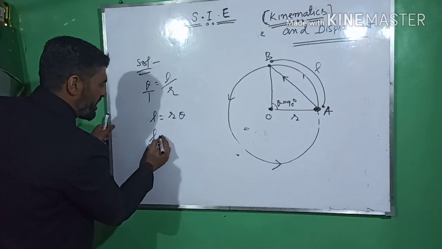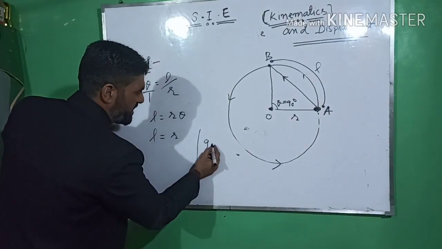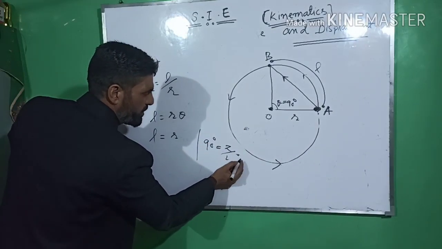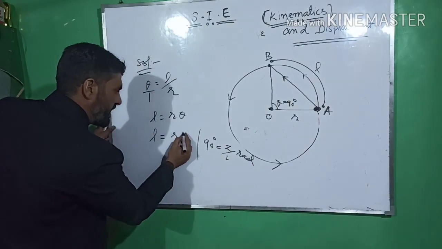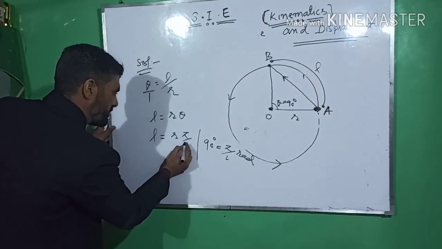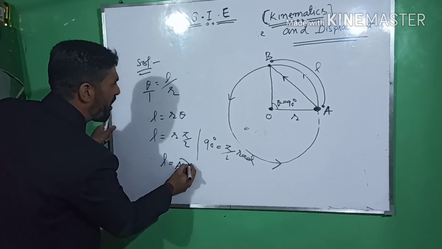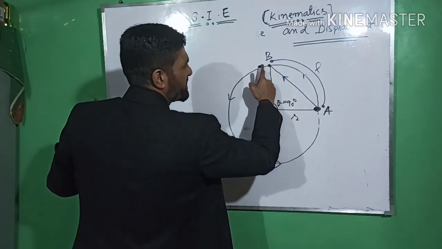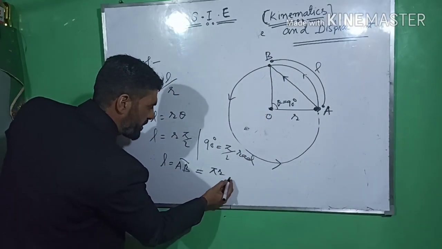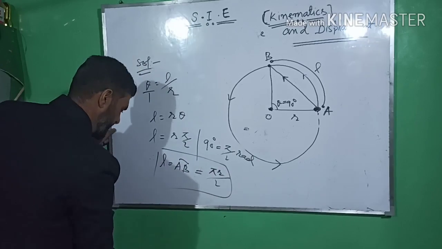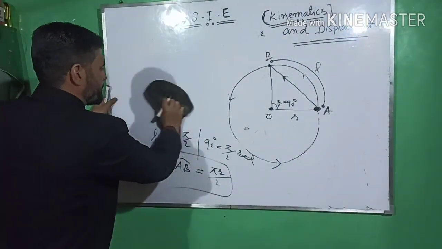So L is equal to R theta. Here theta is equal to 90 degrees, but 90 degrees is equal to pi by 2 radian. So I am writing theta as pi by 2. Therefore, L is the length of the arc AB, and the length of the arc AB is the distance. So the distance comes out to be pi R by 2. Hope you have got this point.